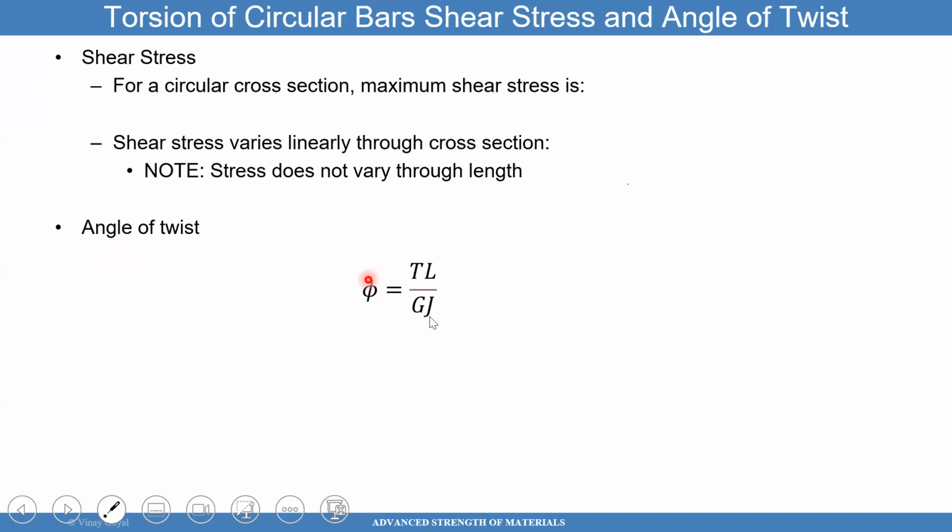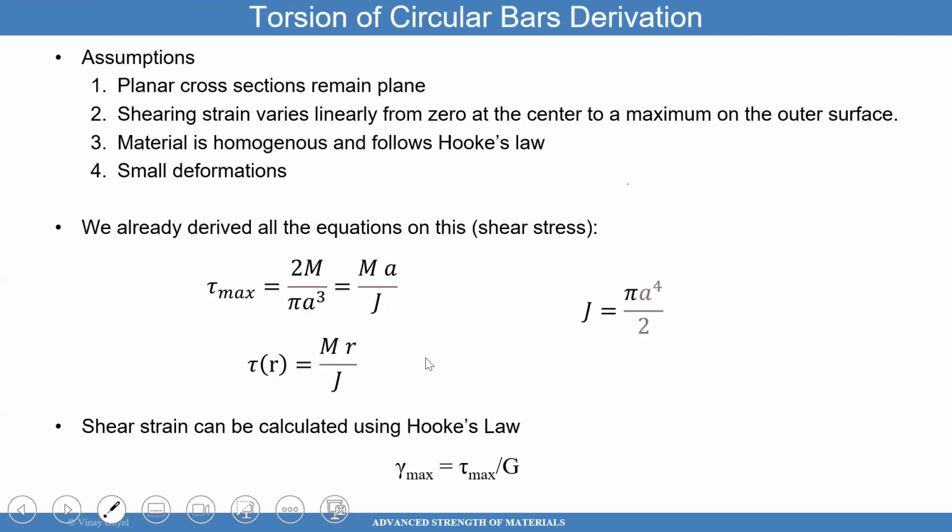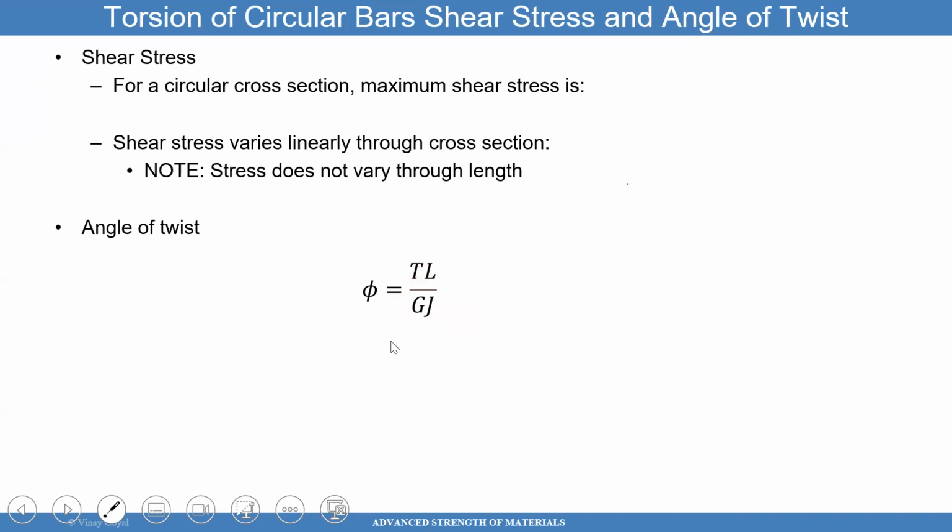And the angle of twist can be easily solved, and you'll get the total angle of twist: phi equals the torque applied. I changed this from moment to torque to be consistent with a lot of books you find out there. L is the length of the rod, G is the shear modulus, J is the polar moment of inertia. So here's the max shear stress, and here's the angle of twist.